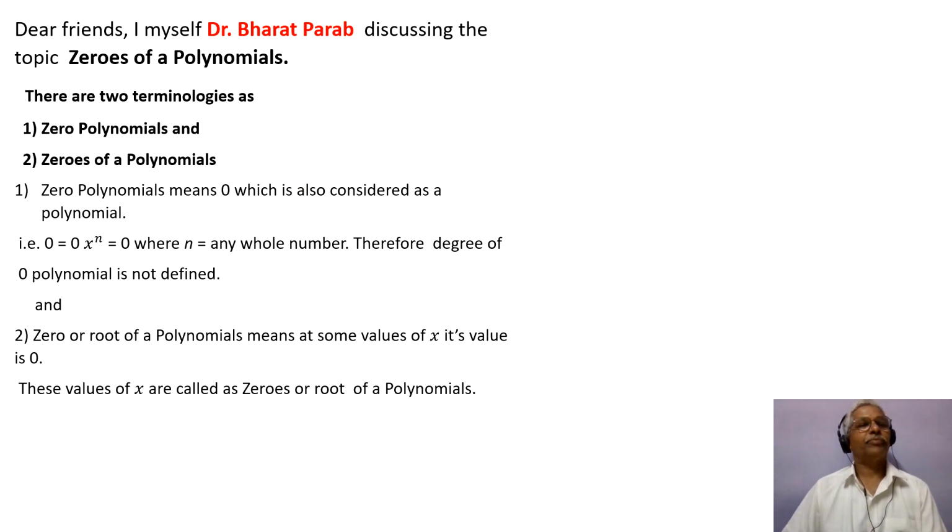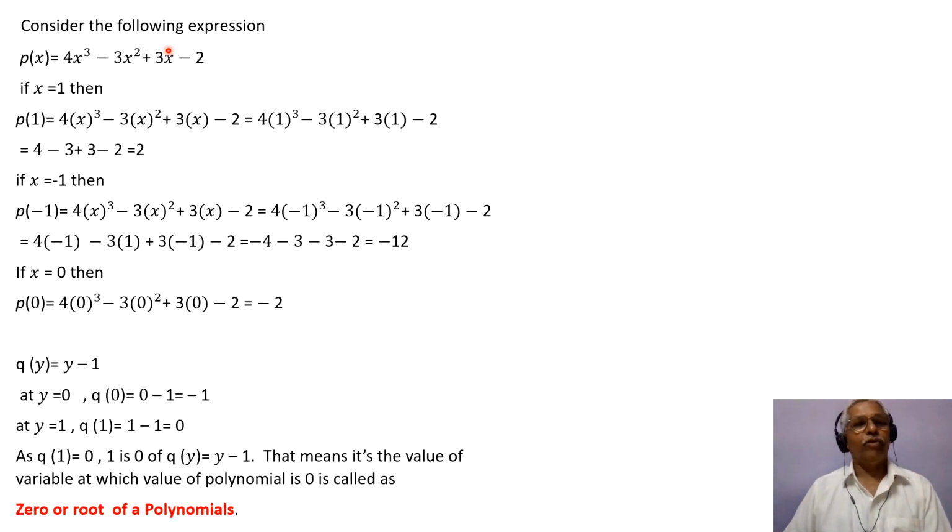We will come to know about this in further part of this video. Consider the following expression: p(x) is equal to 4x cube minus 3x square plus 3x minus 2. Now we will try to see the value of this polynomial at different values of x. First we substitute x equal to 1, so we replace x by 1 everywhere.